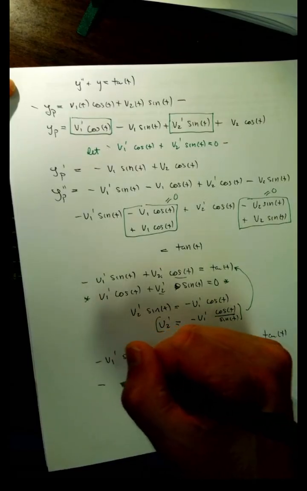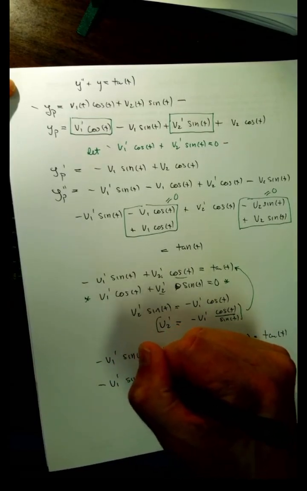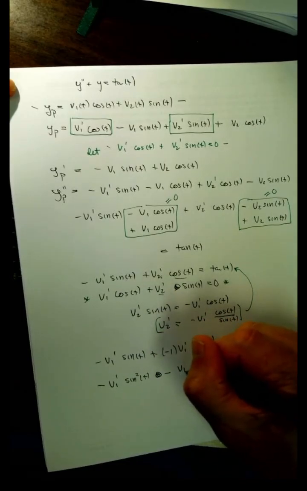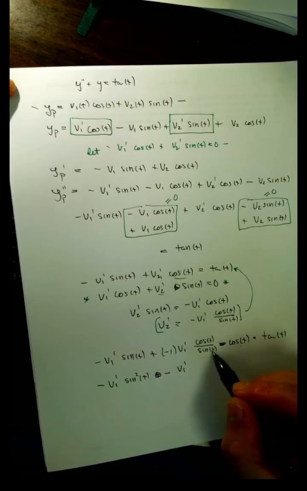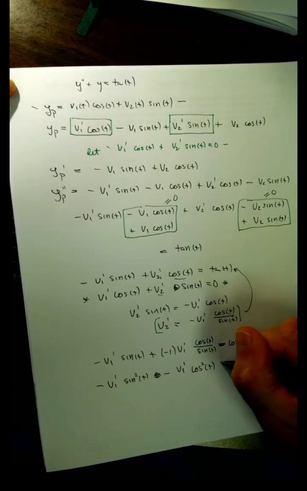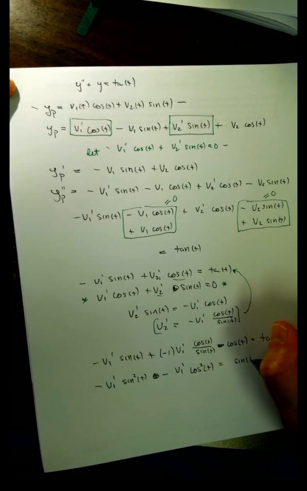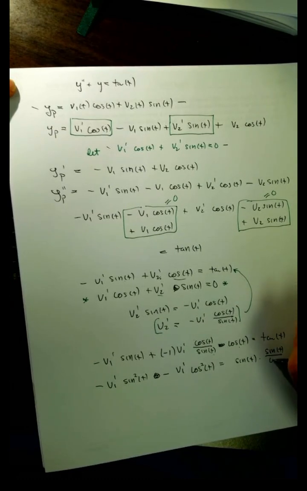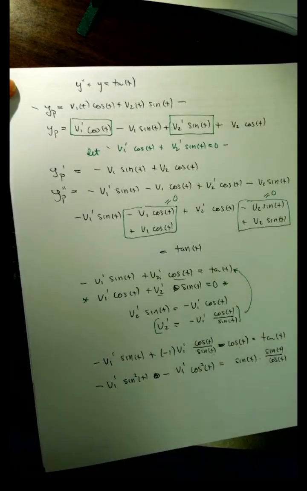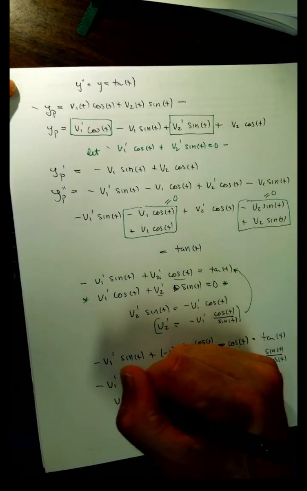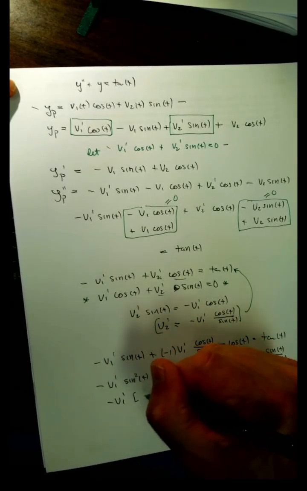If I do that, I get a minus v1 prime sine squared. Make that a minus v1 prime. Though that sine's going to drop away, I'm going to get a cosine squared. And I'm going to get sine of t times tangent. I'm going to write tangent as sine over cosine. And yeah, I think we're okay.